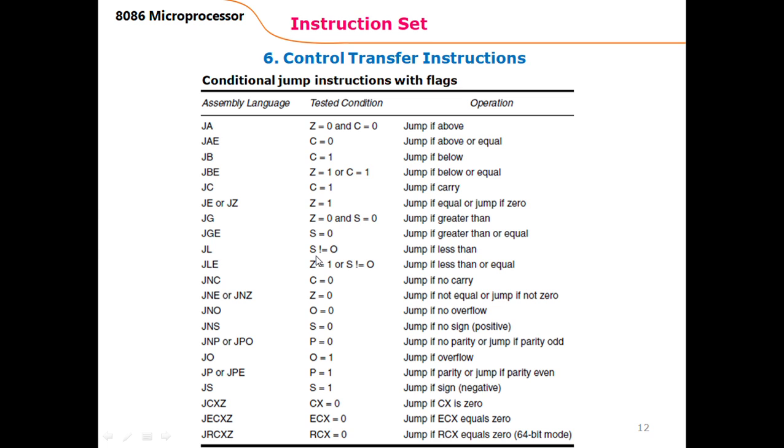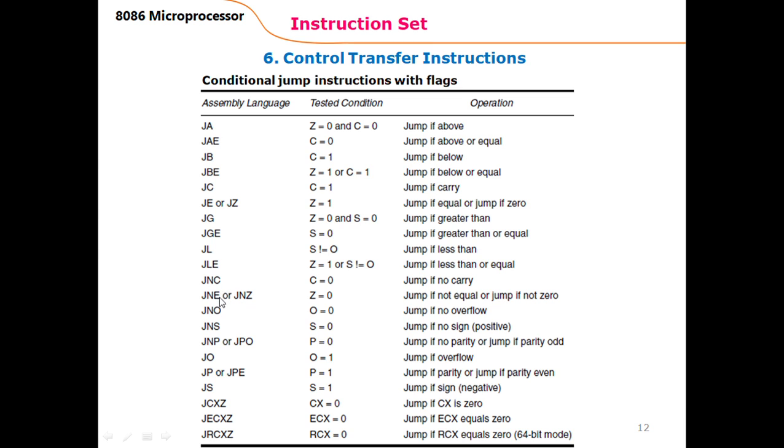And if it is 1, then it would jump. Jump if less than or equal checks two flags, the Z flag and the sign flag. JNC, jump if no carry, checks the carry flag only, and jump if not equal or jump if not 0 checks only the zero flag.